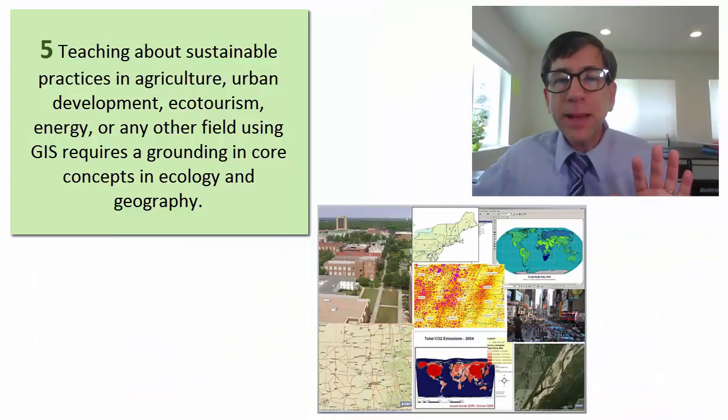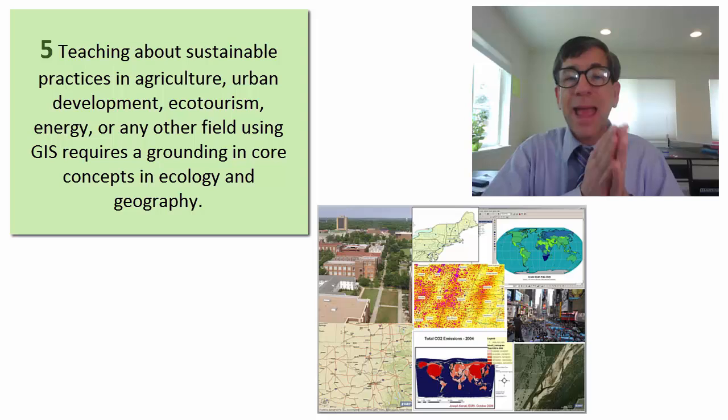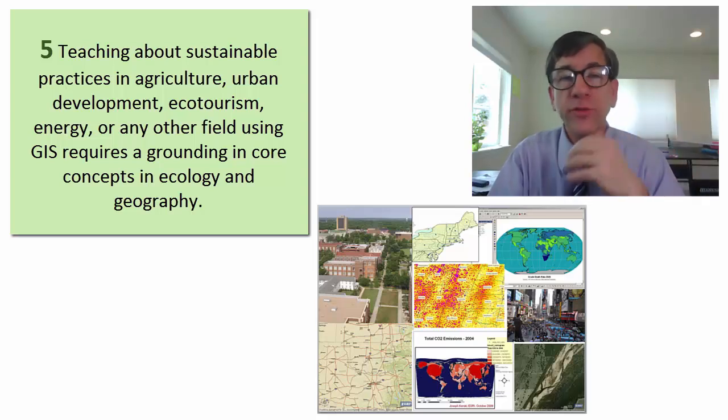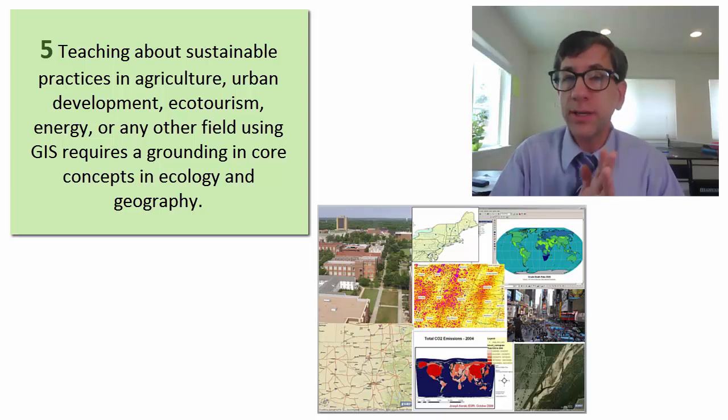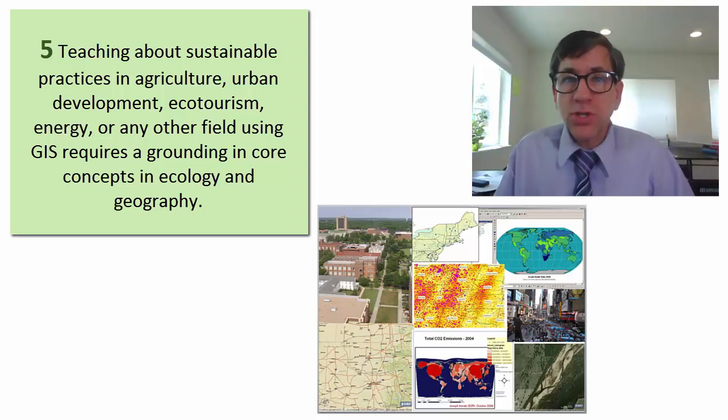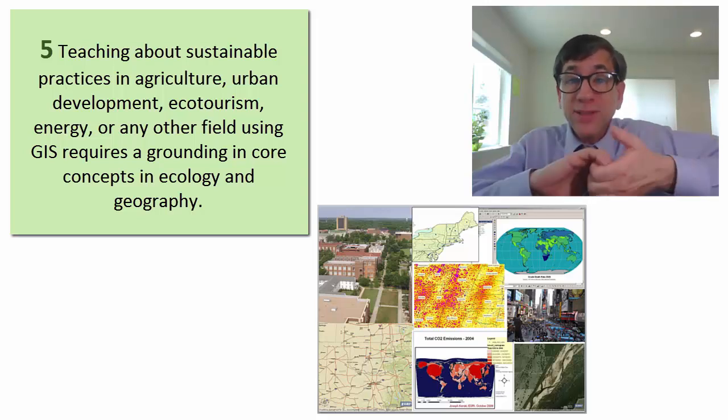Fifth, teaching about sustainable practices in agriculture, urban development, ecotourism, energy, or any other field using GIS requires a grounding in core concepts in ecology and geography. It is not enough to know only content because environmental phenomena interact, right? They move, they change. Therefore, relationships and processes are critical to understanding.